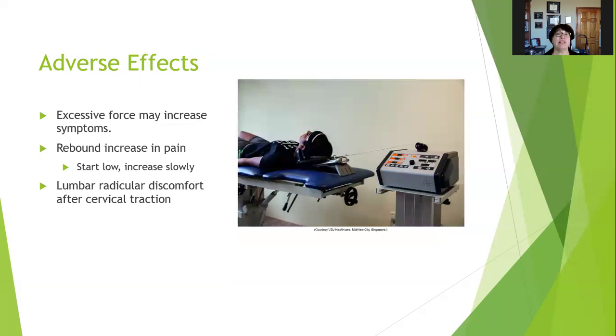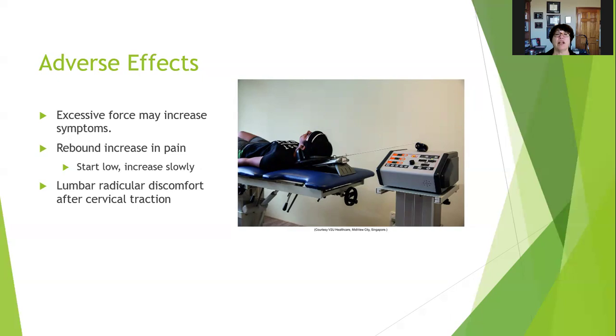Potential adverse effects. Excessive force with traction may increase the person's symptoms. That's not good. We don't want to increase people's symptoms. You might have a rebound increase in pain. So when you first start traction, you're going to start low and increase slowly.